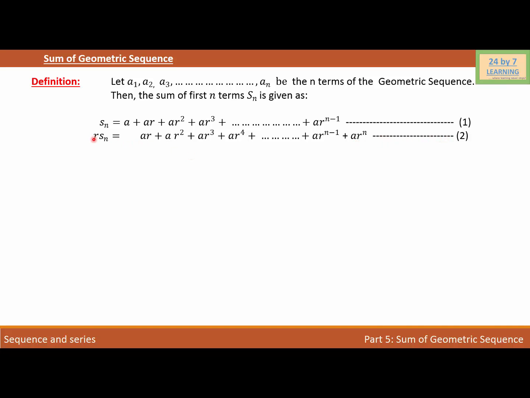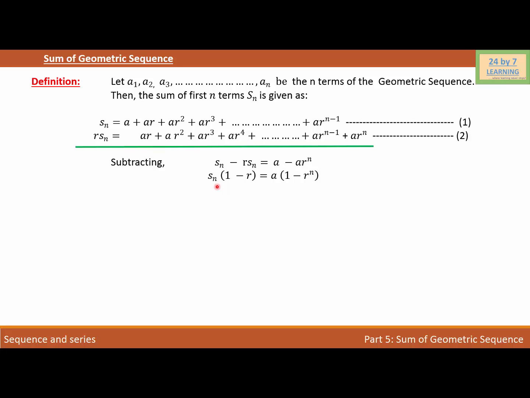I'm going to subtract equation 2 from equation 1, and if I do that, all the terms will cancel out, and only the first and the last term will be left. So I will write Sn minus r Sn is equal to a minus ar to the power n. As you can see, Sn is common on the left side and a is common on the right side. So I'm going to take that common, and I will write Sn times 1 minus r is equal to a times 1 minus r to the power n.